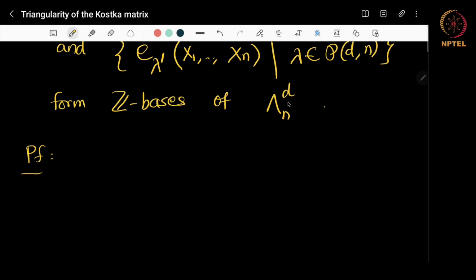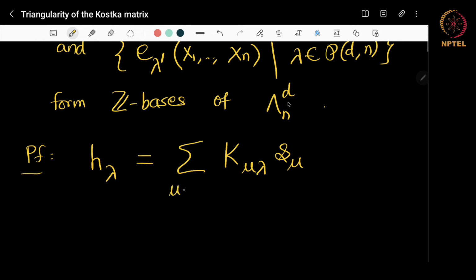When you already know certain bases, and you have a new set which you want to show is a basis, all you have to do is show that the new set can be expressed as some invertible matrix times the old basis. That's really what we'll do. We already know what that matrix is. If you want to express an h lambda in terms of a known basis, in this case the basis of Schur functions, we know what the coefficients are, we know what the transition matrix is, which is K mu lambda.